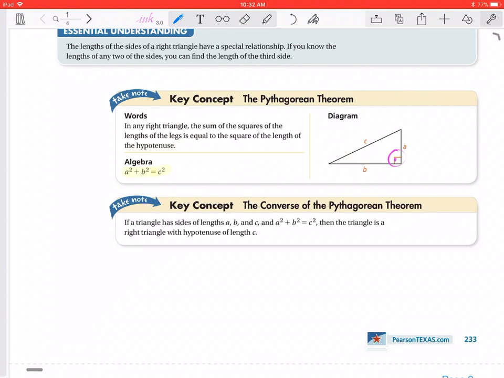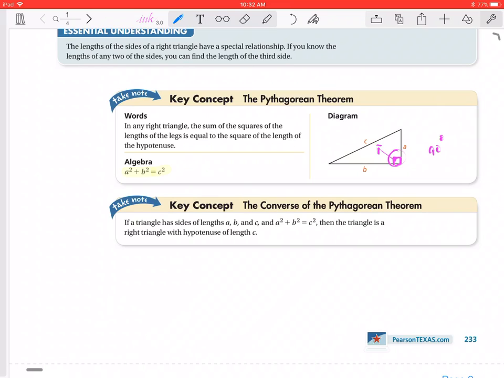I can denote it by putting a little box, or I can just call it 90 degrees. I can then draw a straight arrow across, and that side of the triangle across from the 90 degrees will be my longest side, which will be c, the hypotenuse.